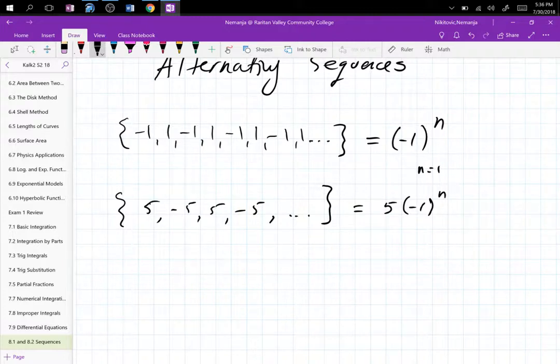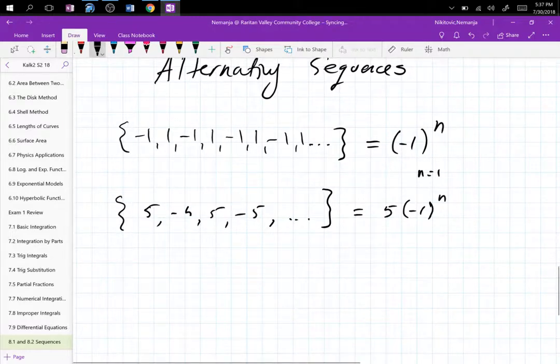Now let's check. When n is equal to 0, it kills this term. The first one is 5. When n is equal to 1, that survives as a negative. 5 times negative 1 is negative 5, which is this one, right? So they all work just fine if you have it this way. Good.